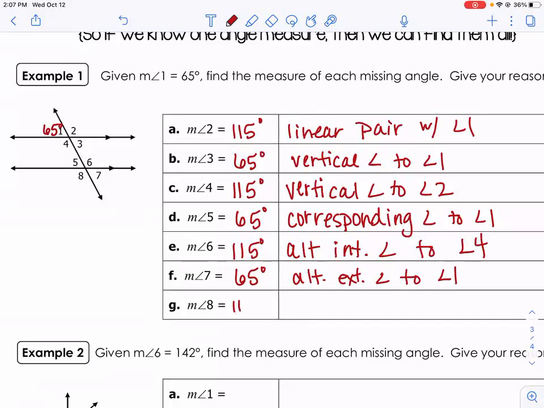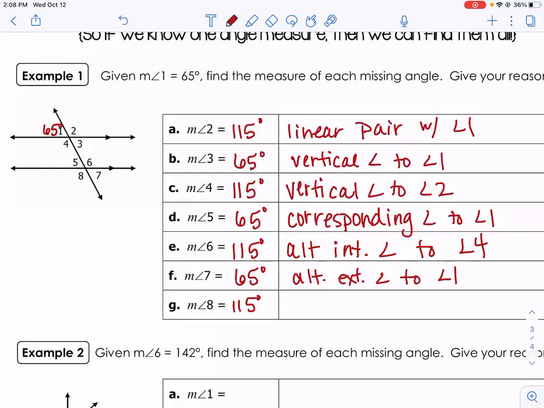The measure of angle 8 is 115 degrees. You could almost use anything as, not almost anything. There are a lot of different reasons you could write for this. You could say that it is the alternate exterior angle to 2. You could say that it is a vertical angle to 6. You could say that it's a linear pair with 5 or 7. You could say that it's corresponding to angle 4.